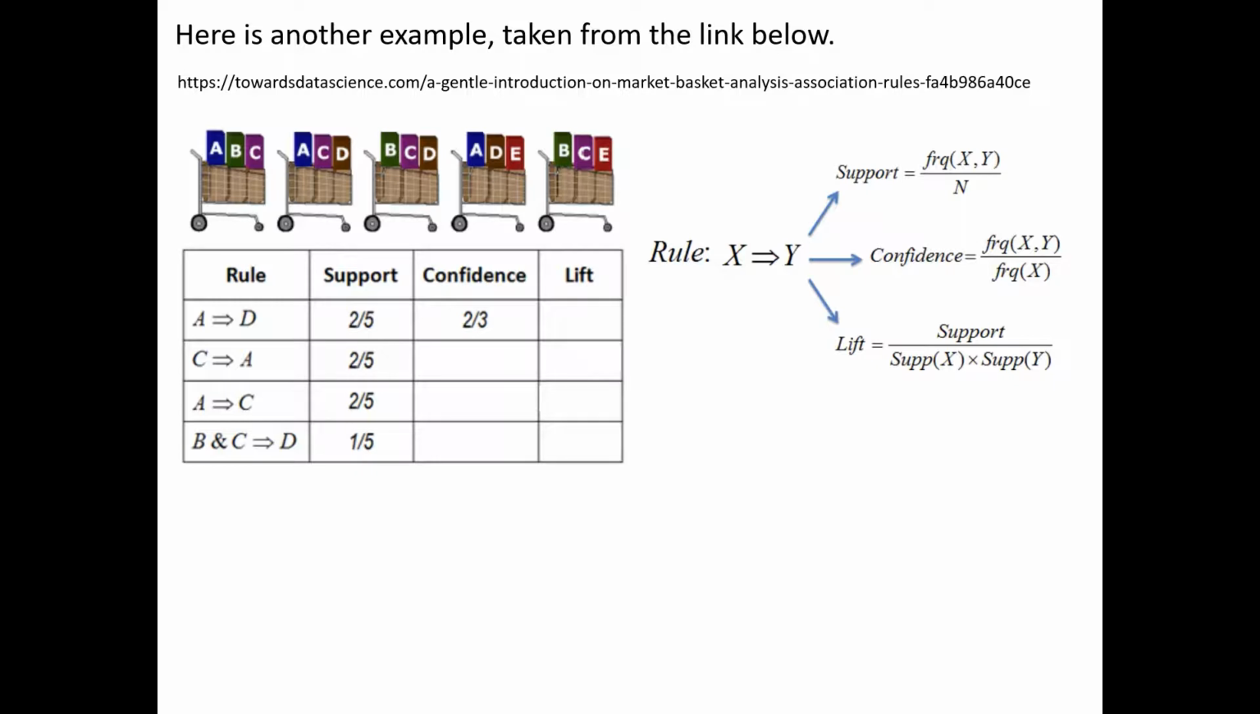Now confidence for A given C. How many have A and C in them? 1, 2, just 2. And then divided by the denominator. Remember, for confidence, that's just how many have the first one mentioned, which is the C. How many have C in it? 1, 2, 3, 4. So 4 is the denominator for that one. So 2 over 4, which simplifies to 1/2.